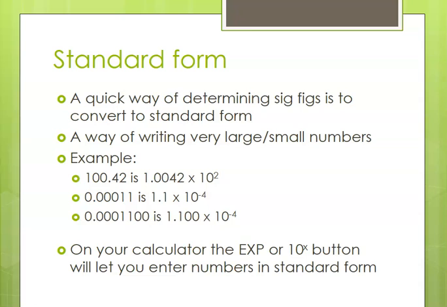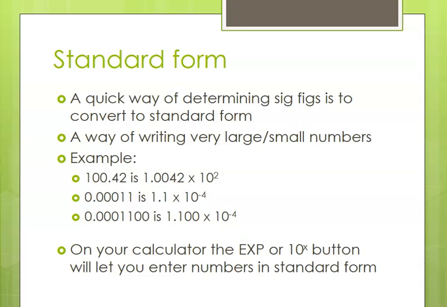0.00011, if we take that decimal place, we're going to move it 1, 2, 3, 4 times to get it between the 2 ones. So 10 to the minus 4, because it's a number that's smaller than 1. And when you look at those numbers written in standard form, it's really easy to see how many significant figures they are, right? 5, 2, and 4.